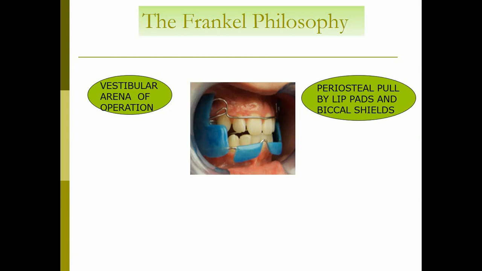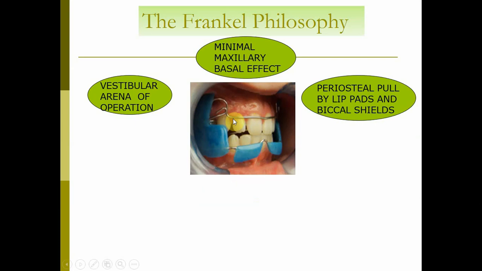Periosteal pull by lip pads and buccal shields. The lip pads and the buccal shields are supposed to go deep into the sulcus and pull the periosteum and help in bone growth. Minimal maxillary basal effect, which means minimal restraining effect on the maxilla because of the labial bow. Again, I'm talking about FR2.